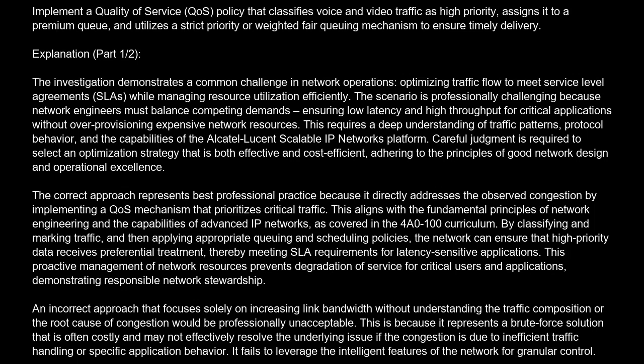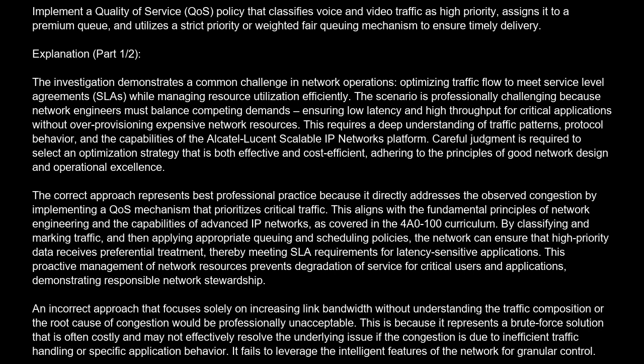The correct answer is C. Implement a quality of service (QoS) policy that classifies voice and video traffic as high priority, assigns it to a premium queue, and utilizes a strict priority or weighted fair queuing mechanism to ensure timely delivery.